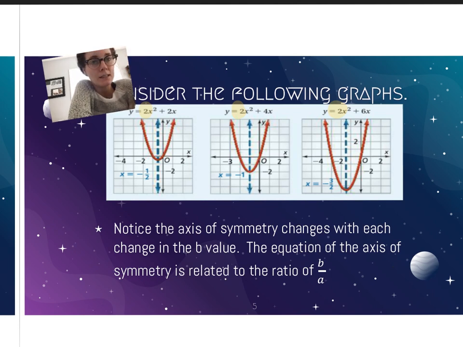But if I take this second one, I take the opposite of b, which is 4, and divide it by 2 times a, which is 2 times 2, I end up with negative 4 divided by 4, which gets us negative 1. So at negative 1, that's where my line of symmetry is. So it's changing that. The bigger this b value, the further out it goes and the further down it goes. And we're going to talk about that a little bit more.